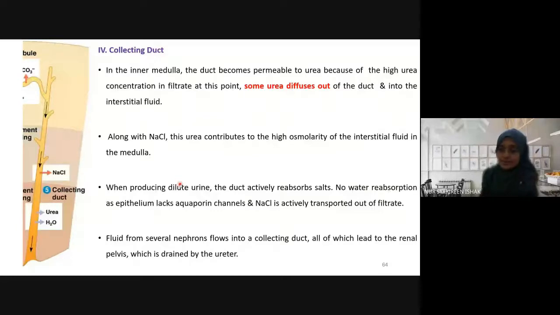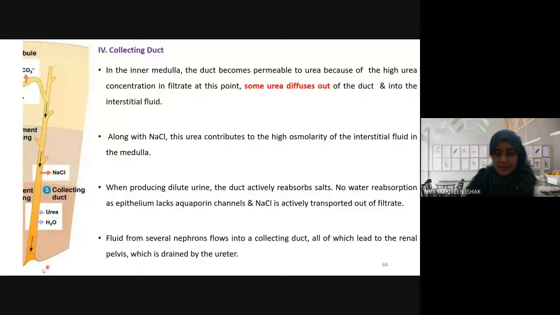So this will cause you to produce diluted urine disebabkan oleh, pada point kat sini, pada masa orang nak hasilkan dilute urine, there will be no aquaporine in this region, okay, in the collecting duct region, lacking aquaporine, less or no aquaporine. So sodium chloride will be actively transported out. Sodium chloride akan keluar, actively keluar. So this is to produce diluted urine.